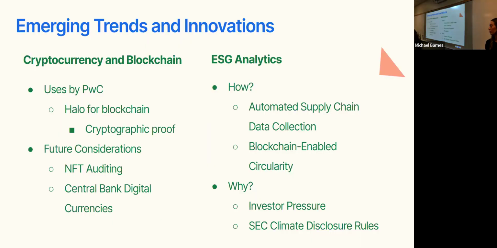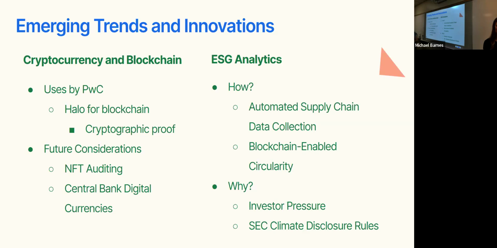So now we will be moving into future considerations, which Mary and I will be covering. And I will be talking about emerging trends and innovations, specifically cryptocurrency and blockchain, and then ESG analytics. So for cryptocurrency and blockchain, one key tool that is currently being used is PwC's Halo for blockchain.